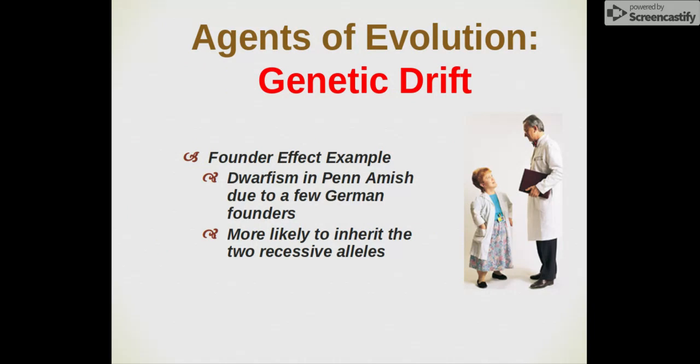So we've got an example here in the Penn Amish. There were a couple of German founders who established this Penn Amish community. And we see that dwarfism is significantly more common in this group than the population as a whole, because those few founders that started this new interbreeding population, where not a lot of people enter this community from outside, had these alleles for dwarfism. And so more of the individuals born in this population have dwarfism than the rest of the population.